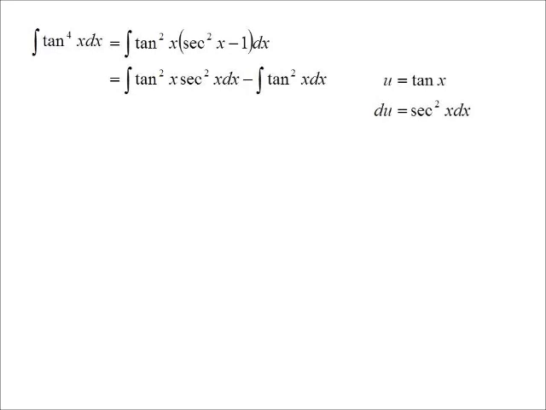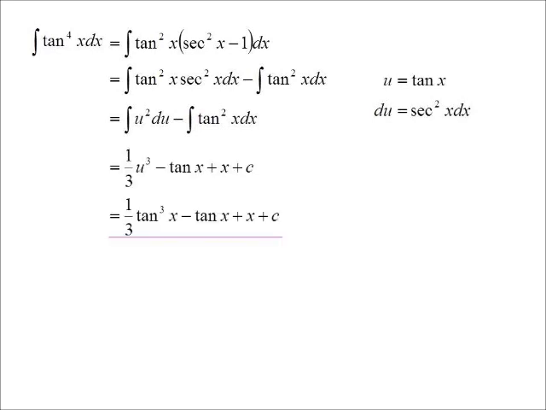So now the left one's just going to be u squared. The right hand side I've got tan squared, and we've worked out an integral for that before. Depending on what power you're playing with, you might have to use the technique again and again. So u is tan x, du is sec squared, so my left hand integral is u squared du, and the right hand integral is tan squared, but we worked that out earlier, so I just substituted that in rather than working it out again, and a third u cubed becomes a third tan cubed.